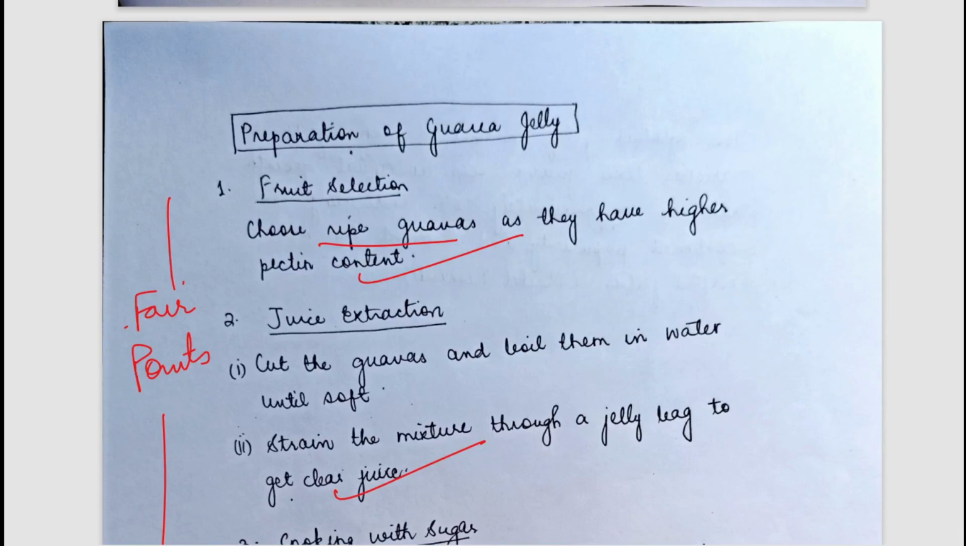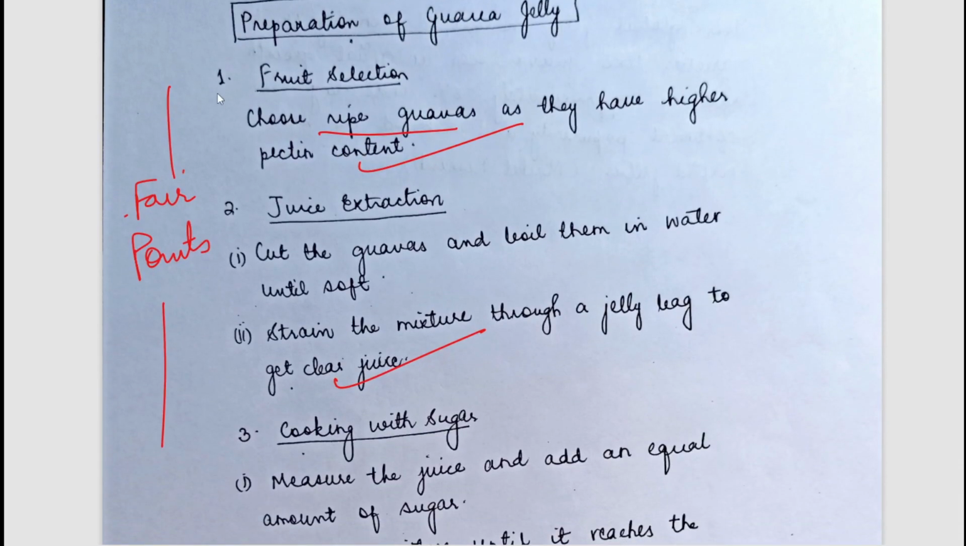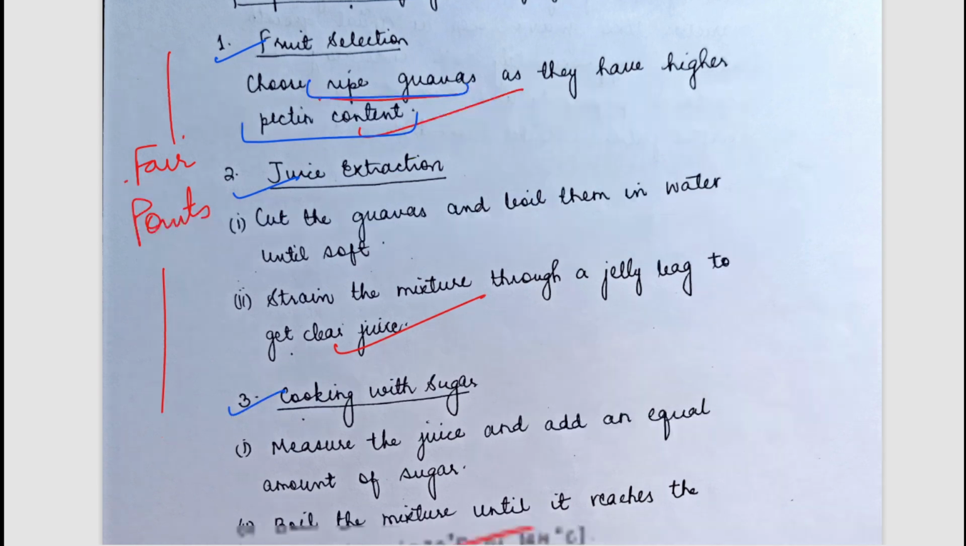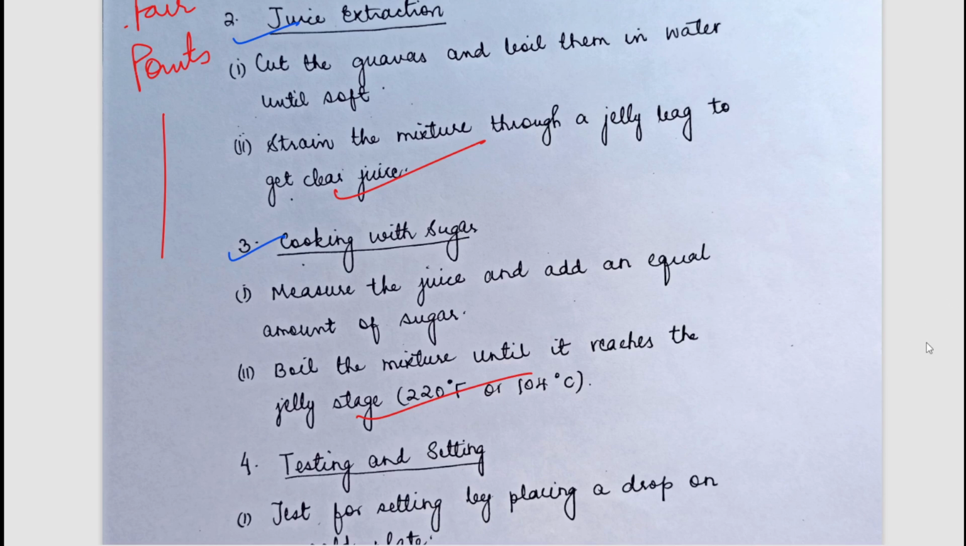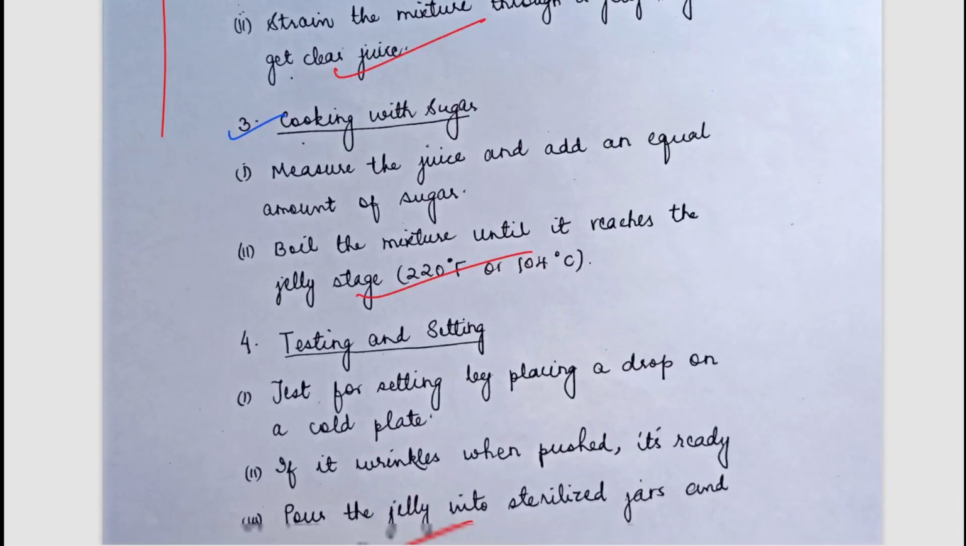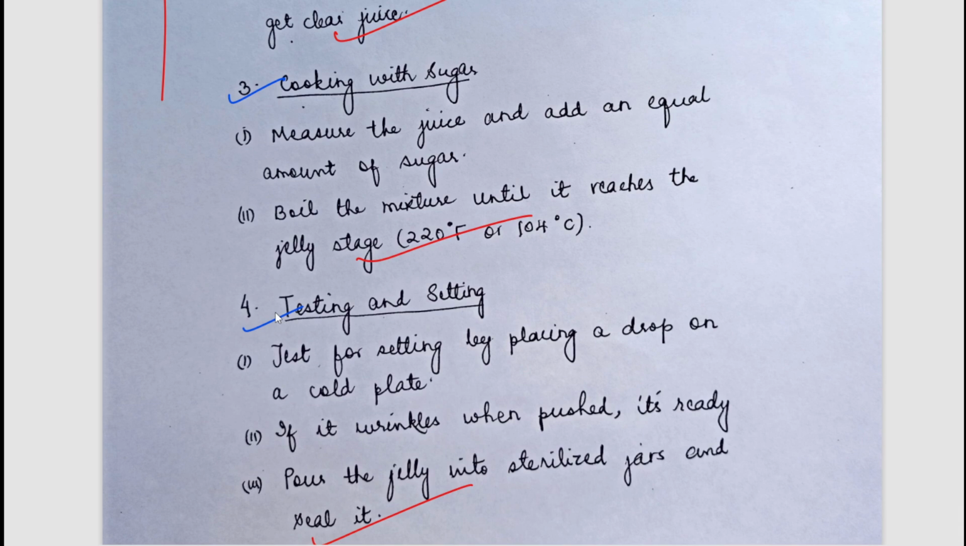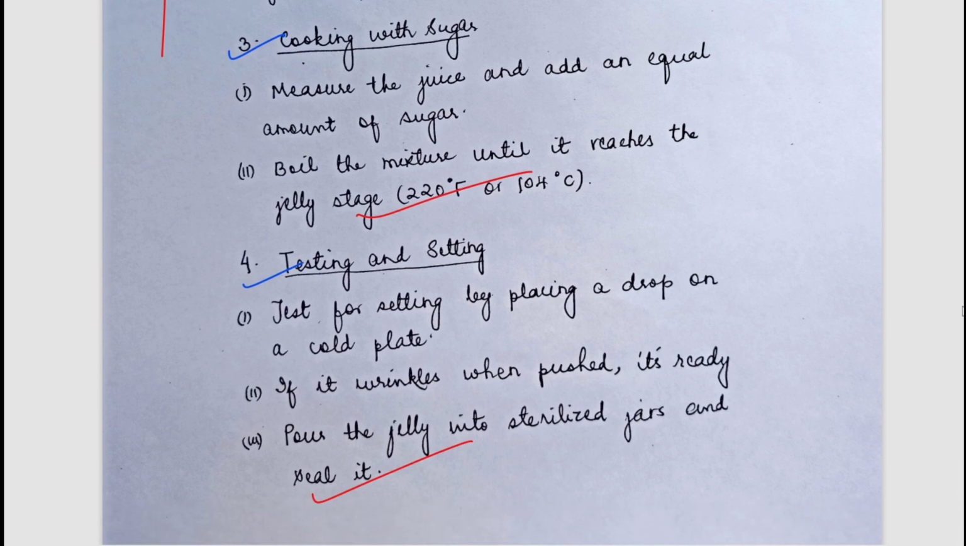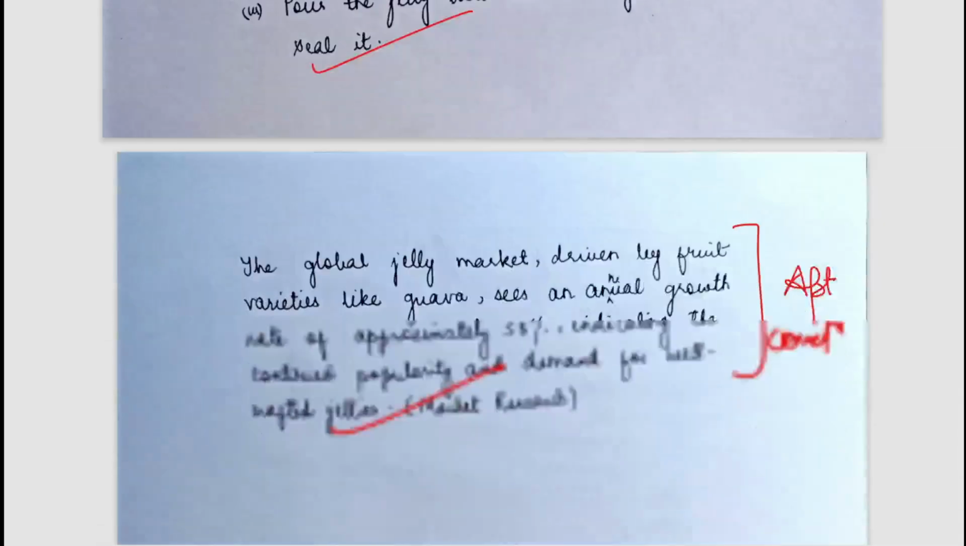Now, how can we prepare guava jelly? First of all, we will select proper, ripe guavas with appropriate pectin content. Then we will do juice extraction. Then we will cook the guava juice with sugar so that the sugar and acid are in appropriate amounts. We will then taste it and let it set, and we will see that it sets properly. There should be no crystal formations and no excess liquid. So all these things need to be seen.